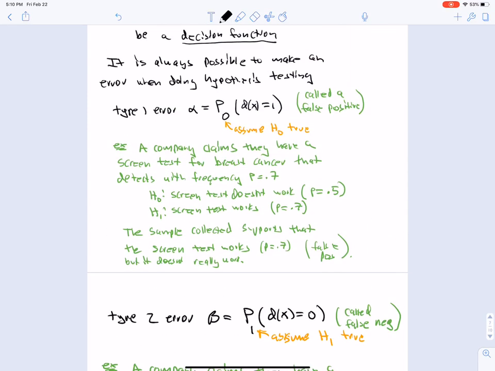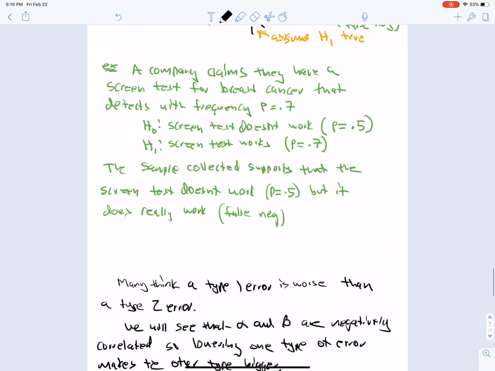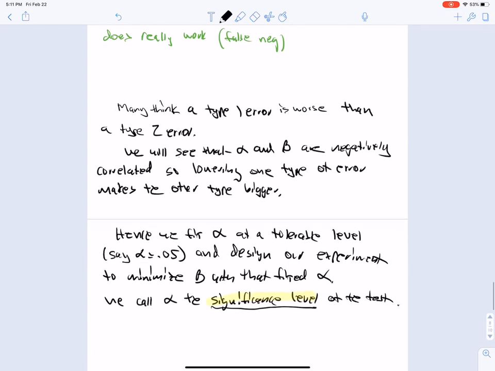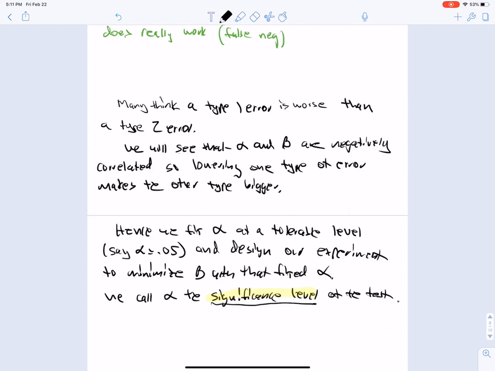So for example, a company claims they have a screening test for breast cancer that detects with a frequency of 0.7. The null is 0.5, the alternative is 0.7. A false positive would be where you collect a sample that supports that the screening test works, but it really doesn't work. And a false negative would be where your sample supports that the screening test doesn't work, but it really does work. So many think that a type 1 error is worse than a type 2 error.